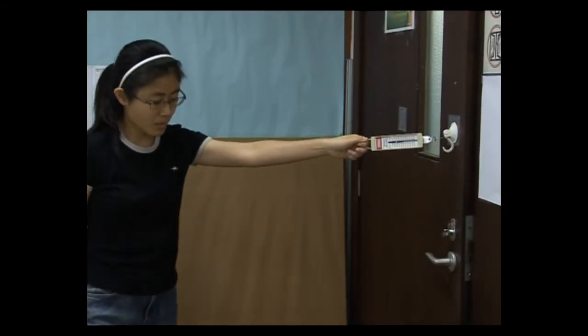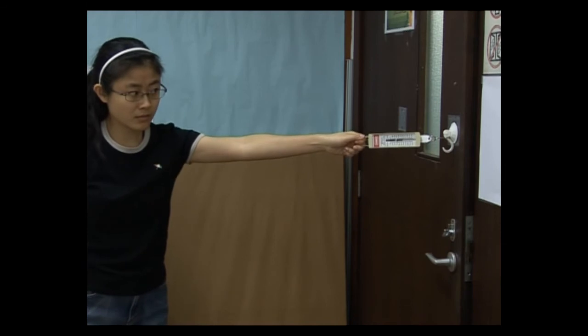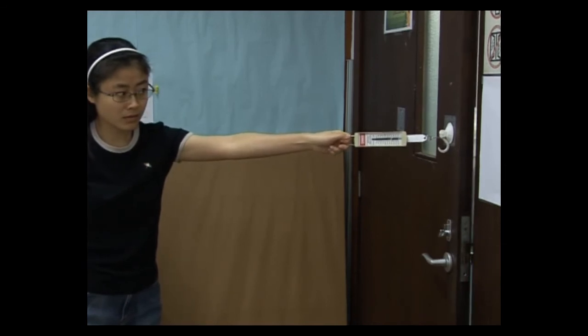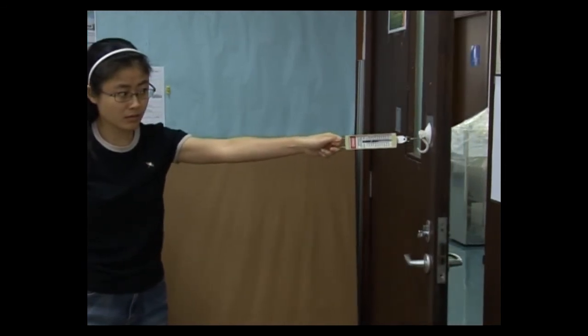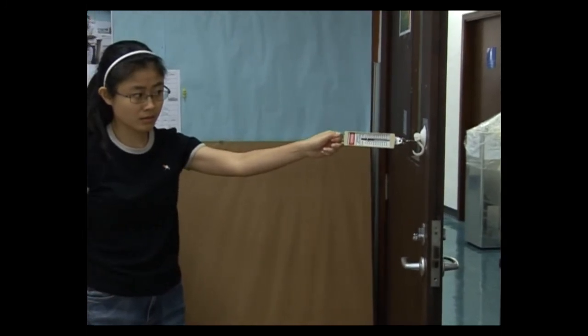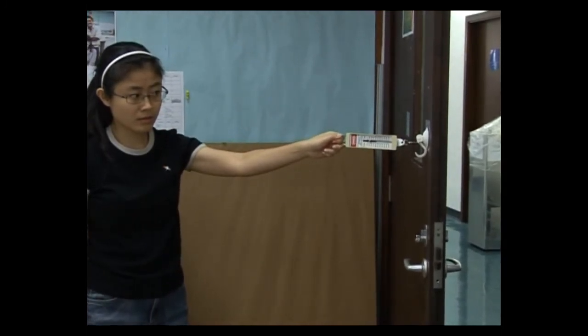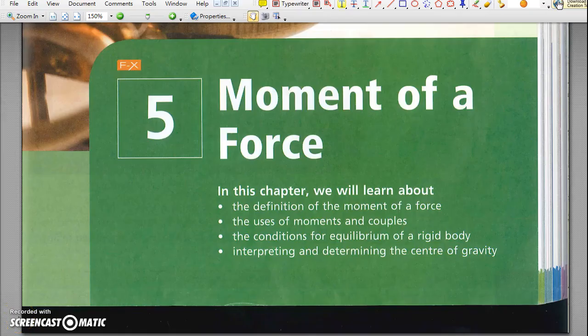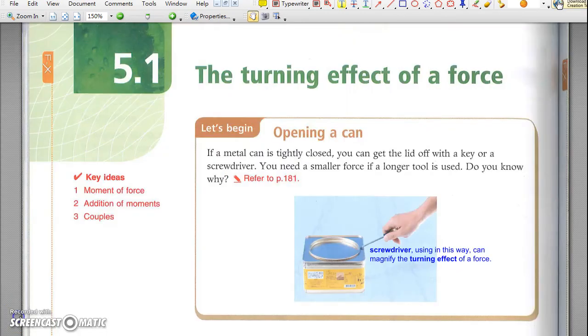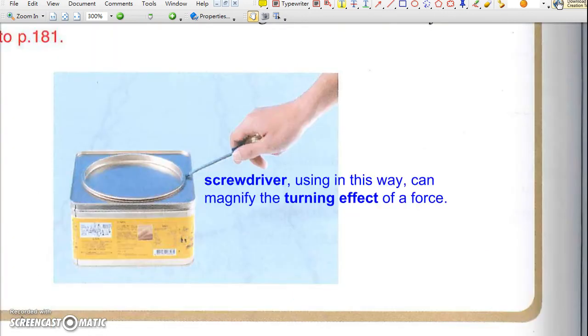Now, attach the sucker to the edge of the door again. Apply a pulling force at an acute angle to the door. How does the force needed change? Chapter 5. Moment of a force. 5.1. The turning effect of a force.